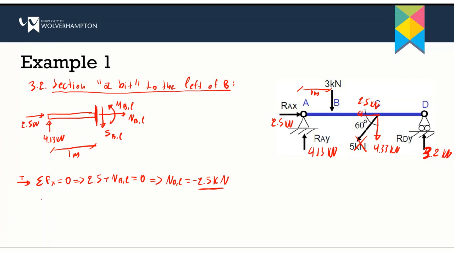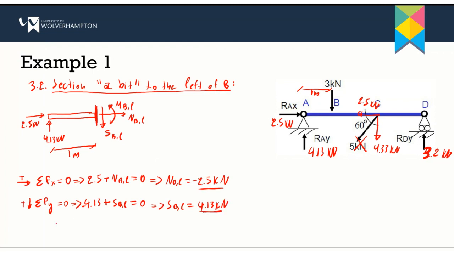The sum of forces in y direction has to be equal to 0. So 4.13 minus 4.13 plus SBL equals 0, so SBL equals 4.13 kilonewtons.